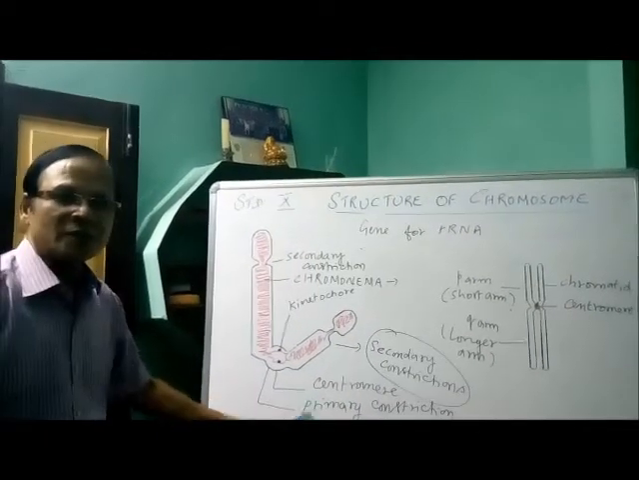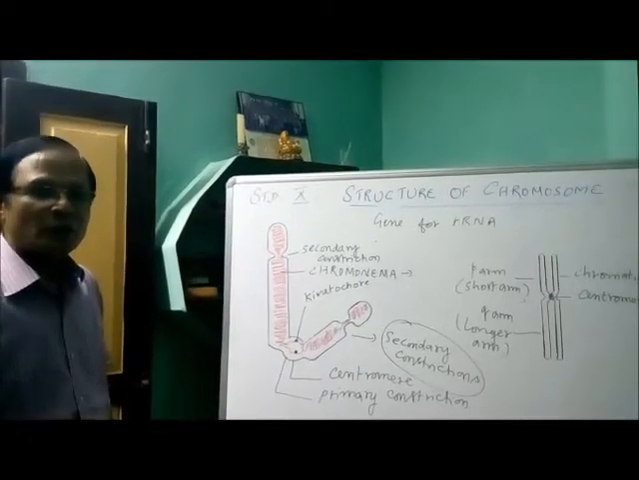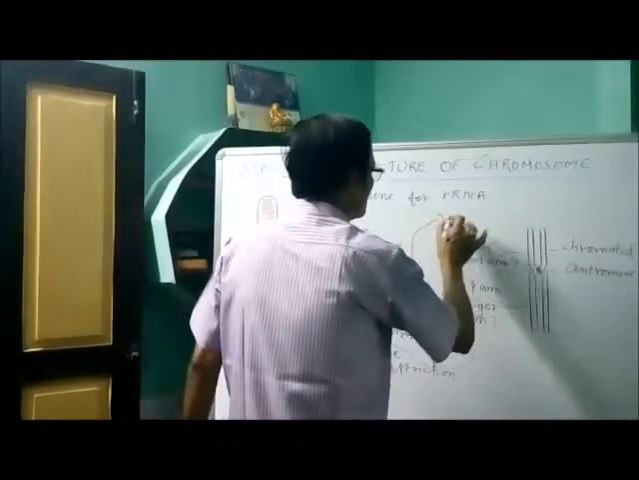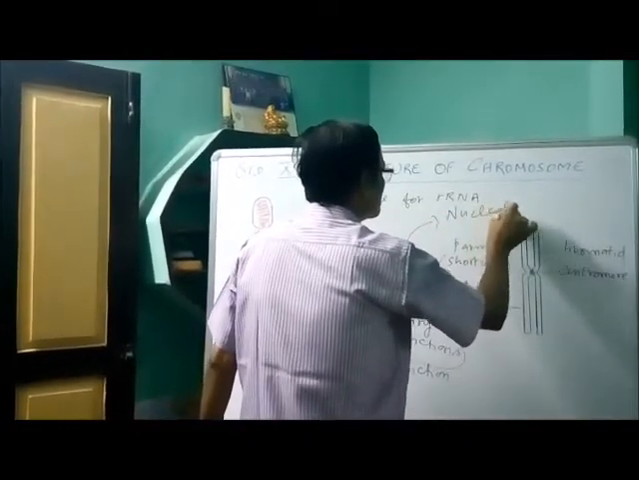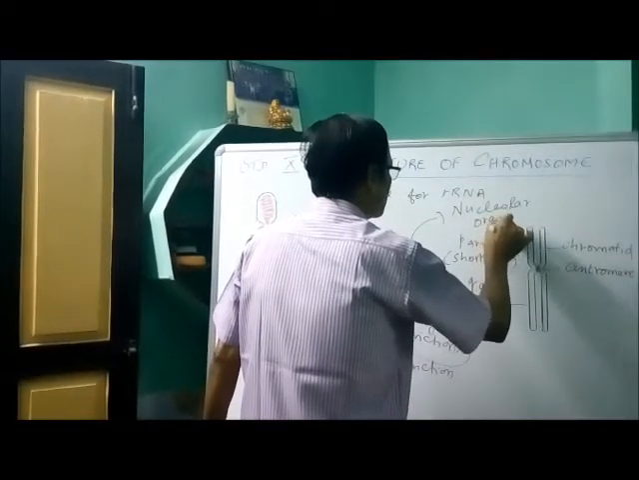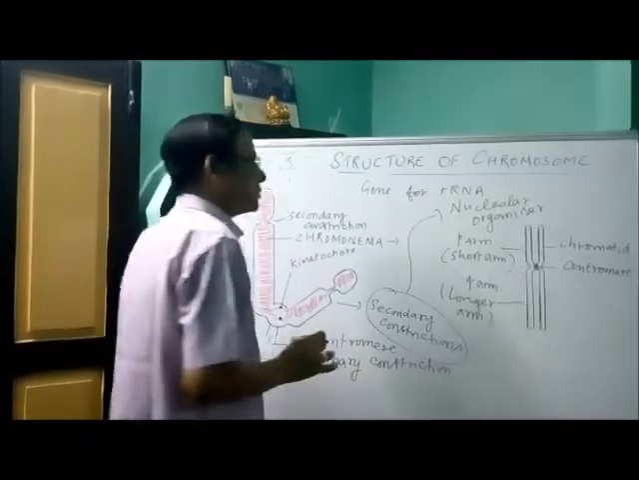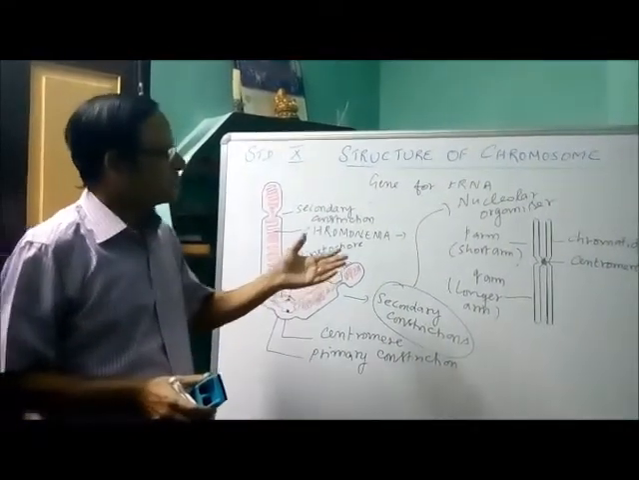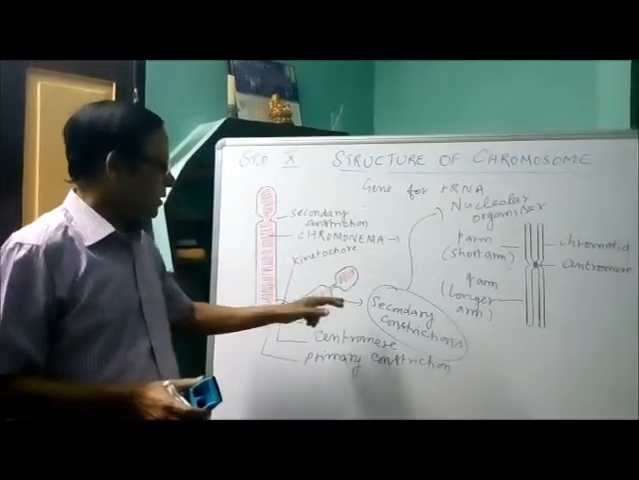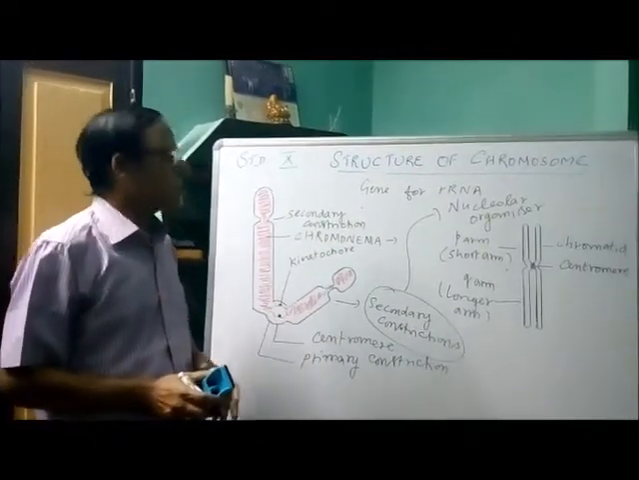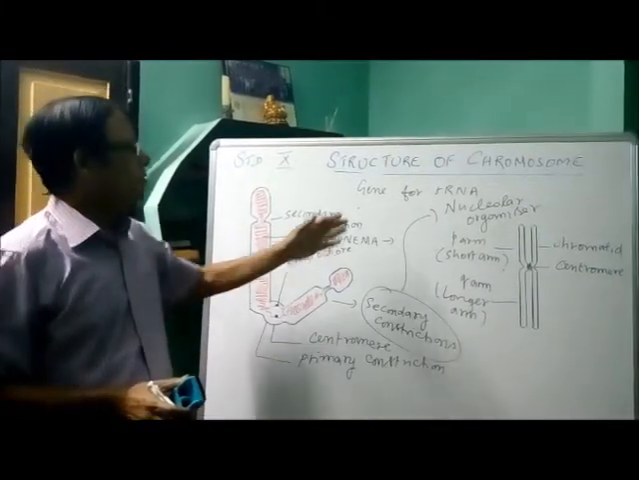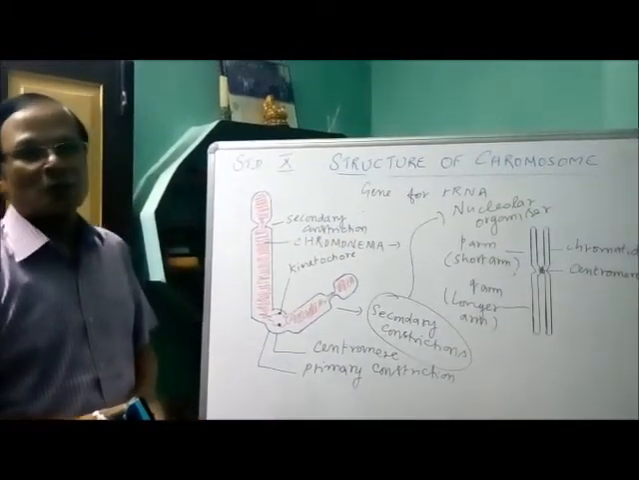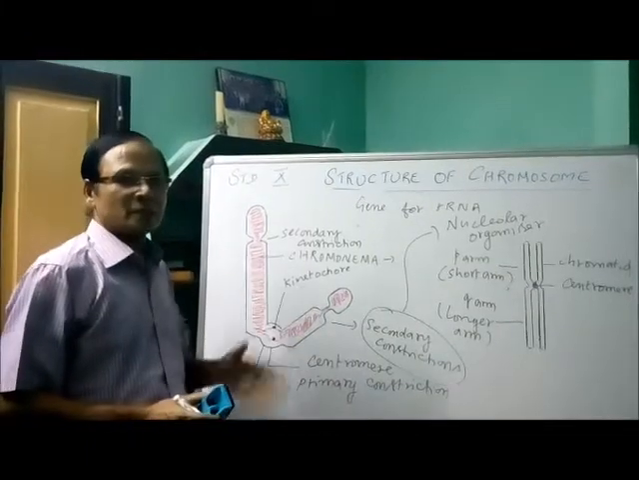Also, the secondary constriction is responsible for the formation or organization of the nucleolus. Hence, it is also called the nucleolar organizer. Inside the nucleus, there are one or more spherical bodies called nucleoli. These nucleoli are produced by the secondary constriction, hence they are called nucleolar organizers. They also have the gene for ribosomal RNA, so it is a place of synthesizing ribosomal RNA also. So that's about the primary and secondary constrictions.